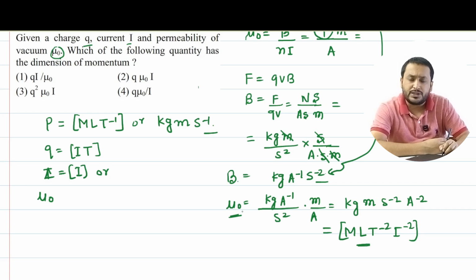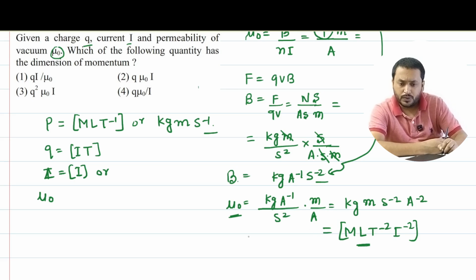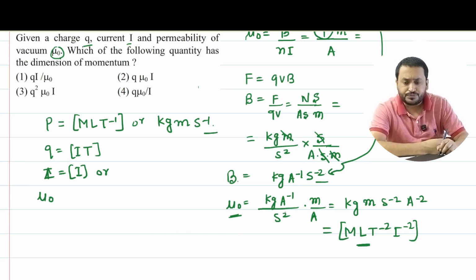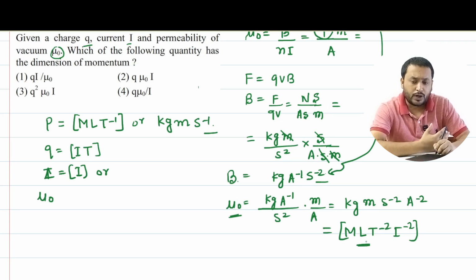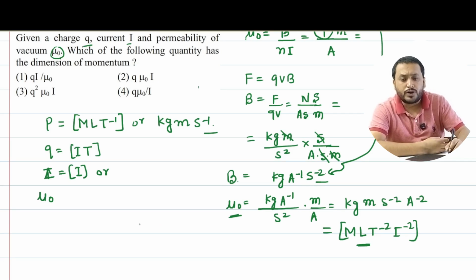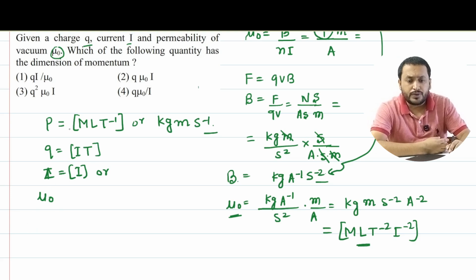Although there could be an easier way also, you can check for that, but at this point of time it came into my mind, so I did that. Okay, but ideally you should remember it. Because mu naught is an important quantity, you will encounter it again and again, so you should remember this. So now we have to find the relation between q, I and mu, so that their dimension is the same as momentum.